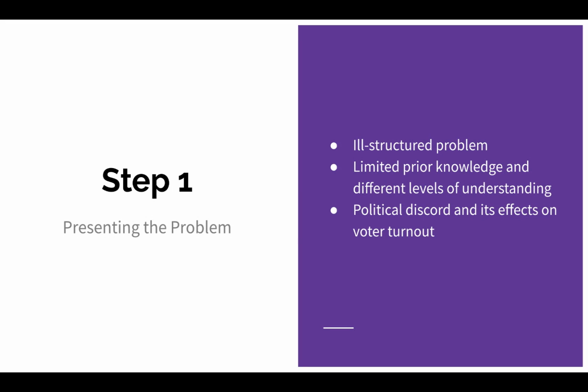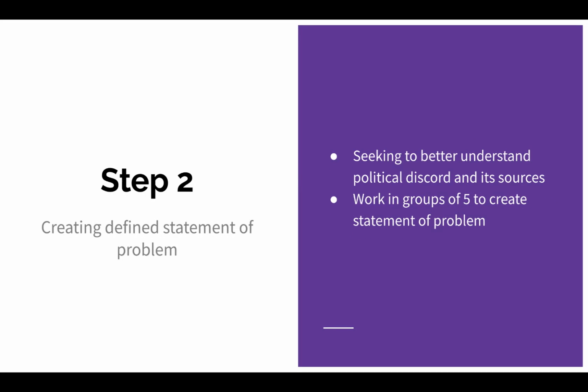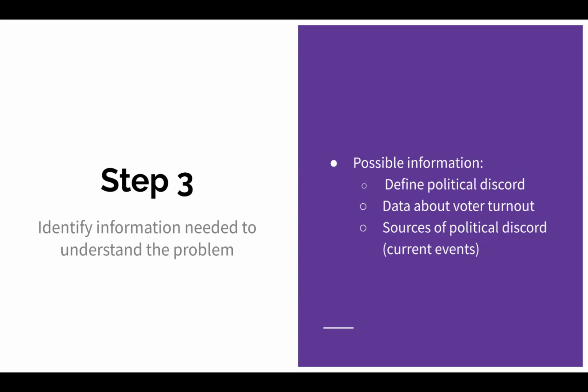Hopefully, you also have different levels of understanding and different knowledge about these issues that you're bringing to your group. And remember, our problem that we're focusing on is this political tension and then the effects that is having on voter turnout. Step 2, you'll be working together to actually create a defined statement of the problem. Step 3, you identify information needed to understand the problem. So you want to think about what do you already know, and then what do you need to find out, and how could you go about finding that out?